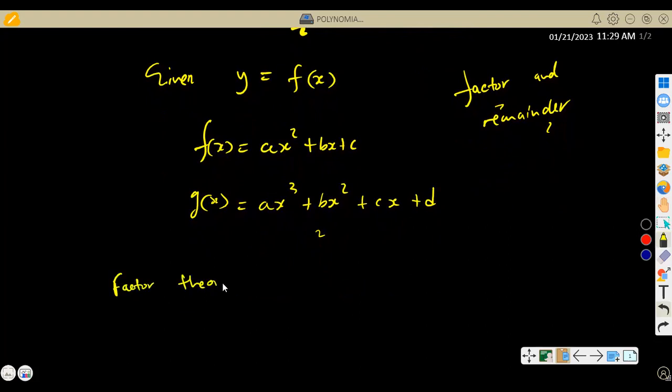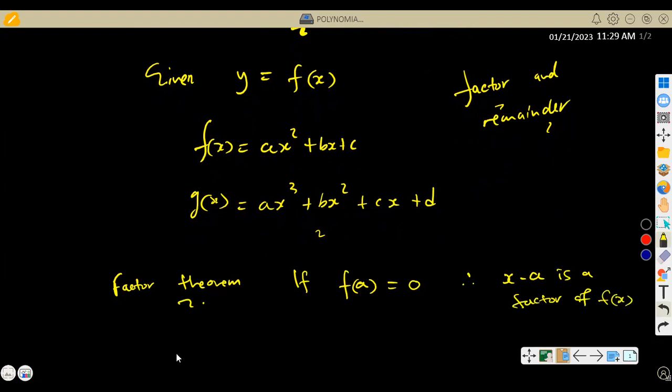From the factor theorem, if f of a is equivalent to 0, let's say you substituted a in place of x in the function of x, and you obtain a 0, therefore x minus a is a factor of f of x. This is what is important, guys. Take note: if you substitute a and get 0, x minus a is a factor.